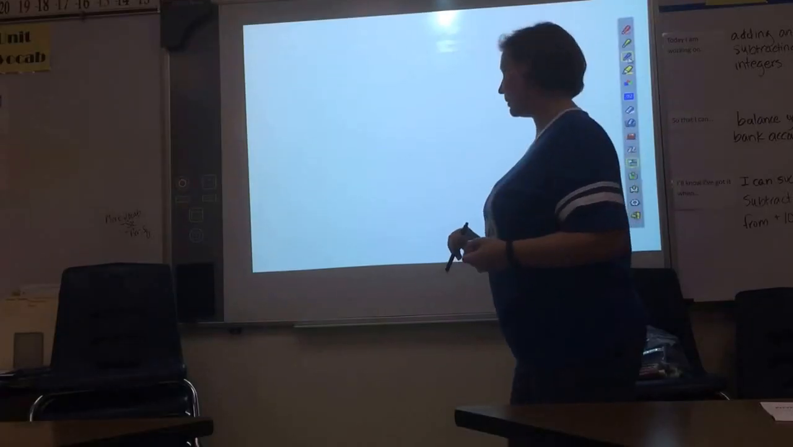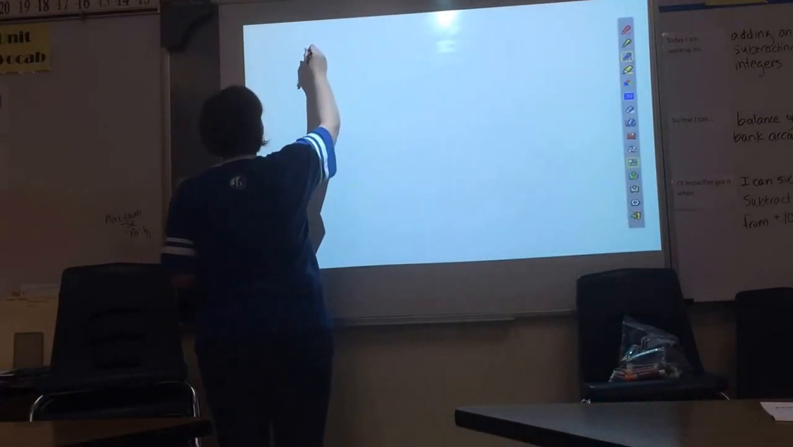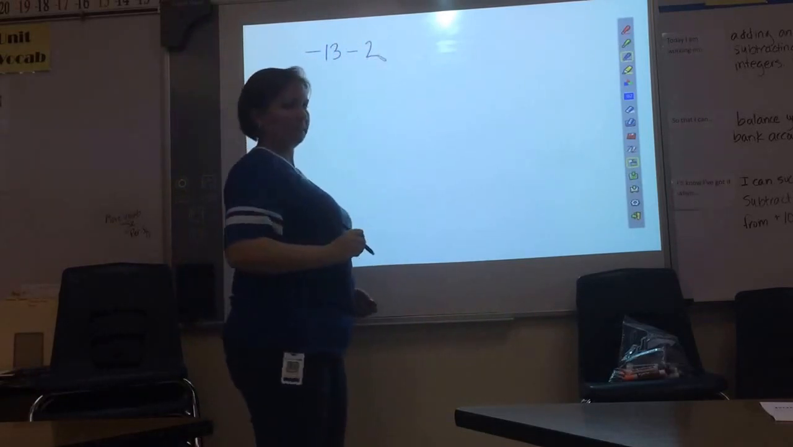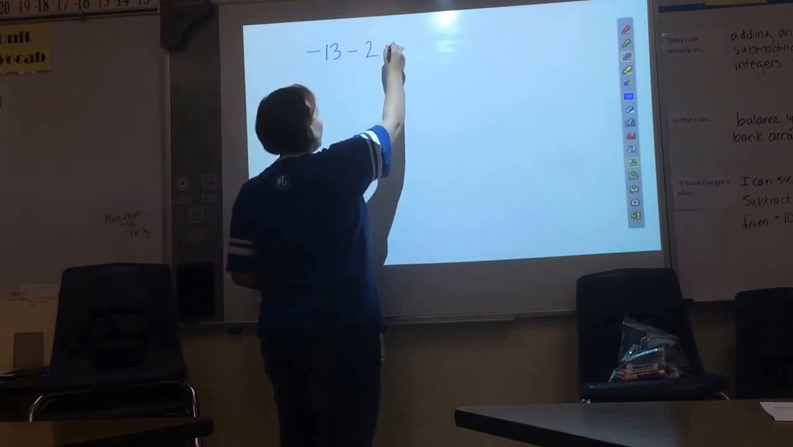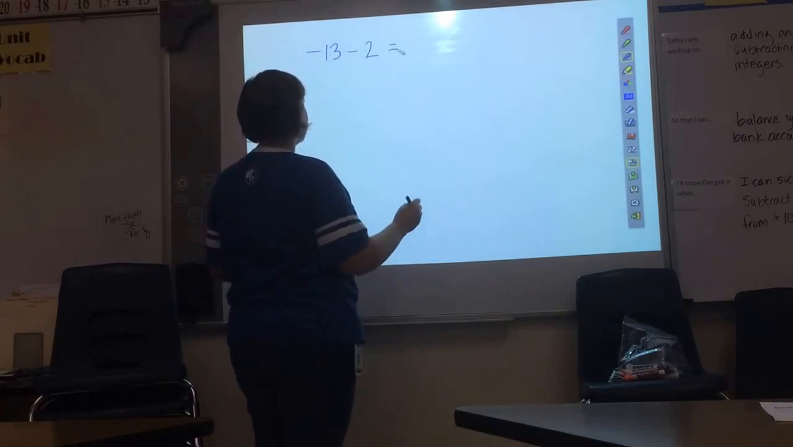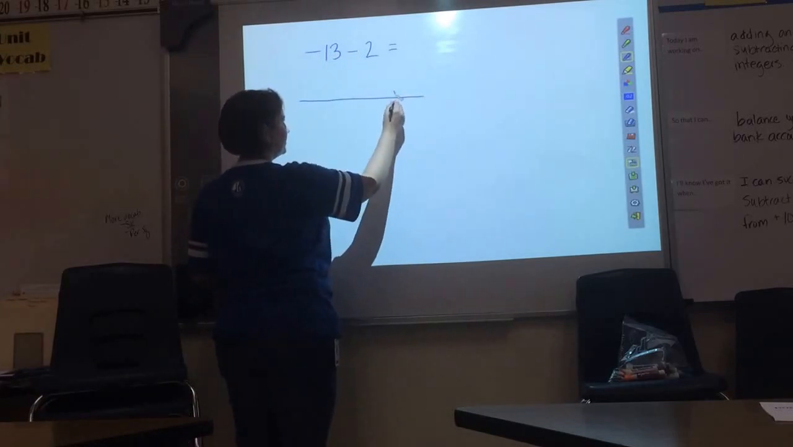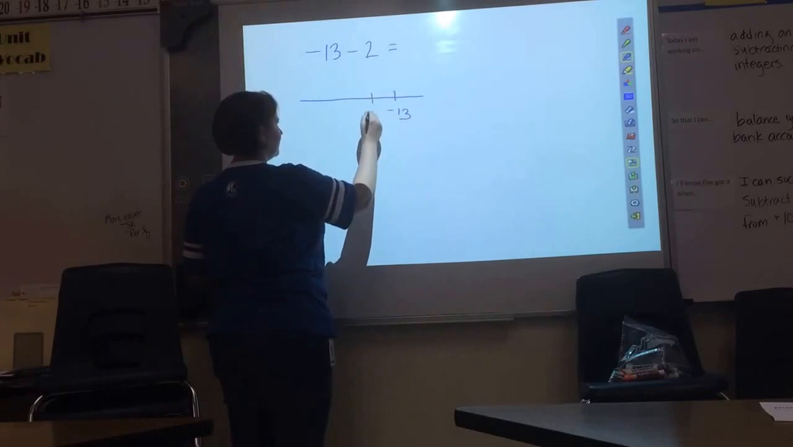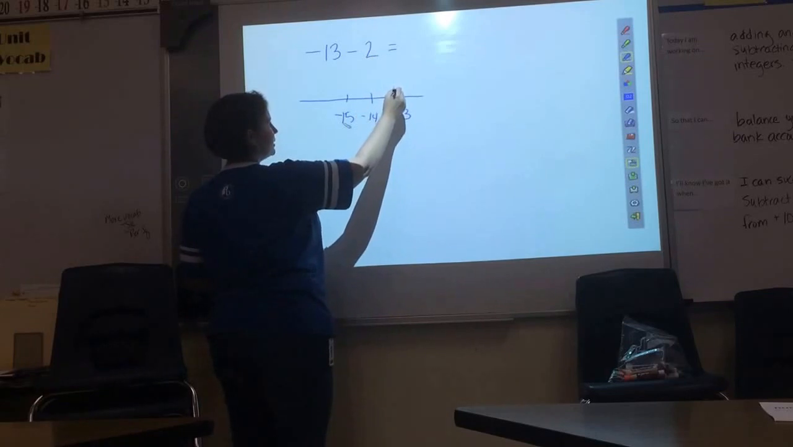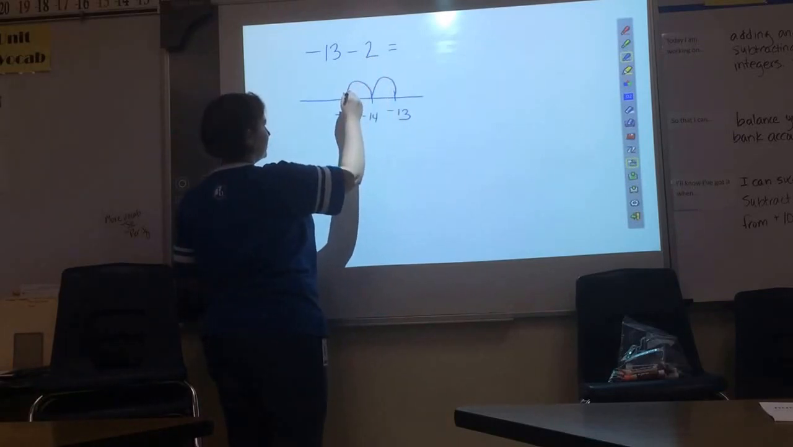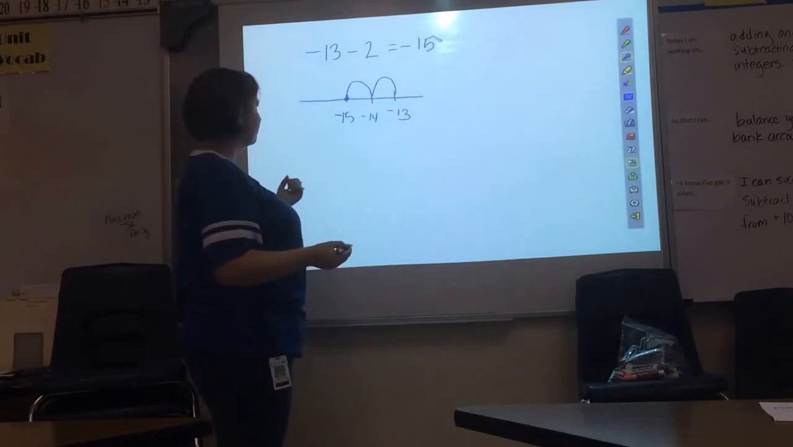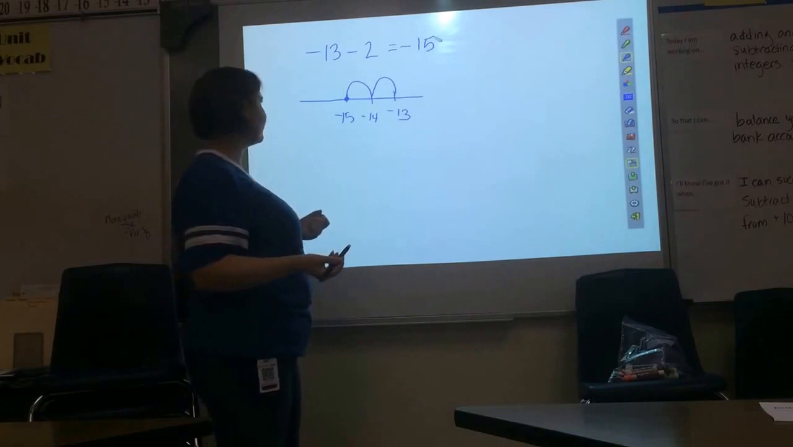All right, so now we're going to talk about subtracting integers. So if I had negative 13 minus 2. Let's think about that for a second. I could draw it on a number line. Just make those 2 hops in the negative direction, 1, 2, and get negative 15. That's kind of easy because 2 is not very far away.